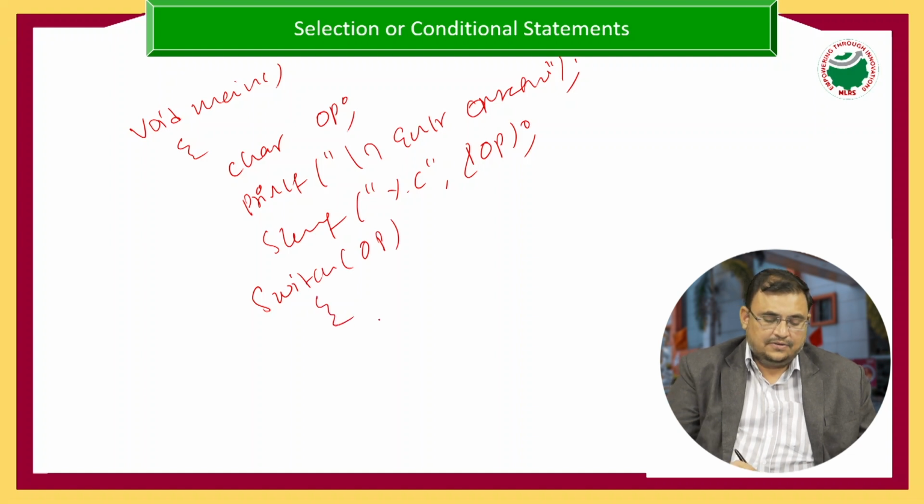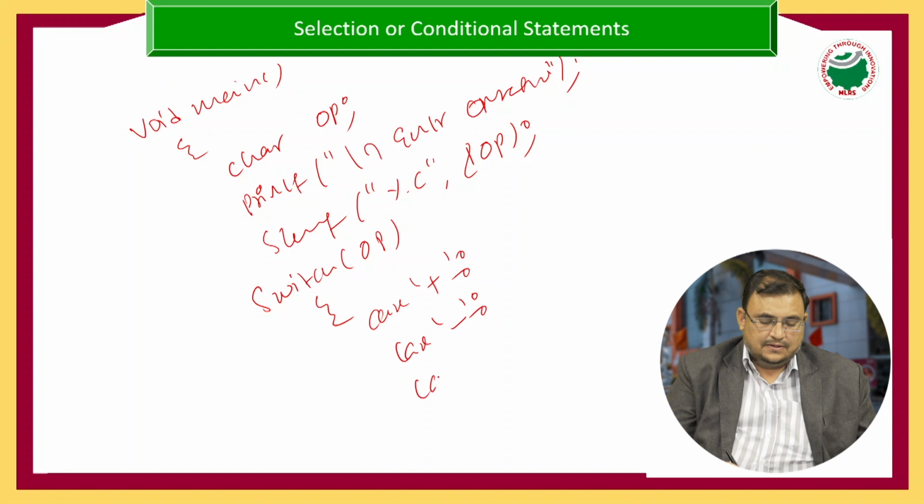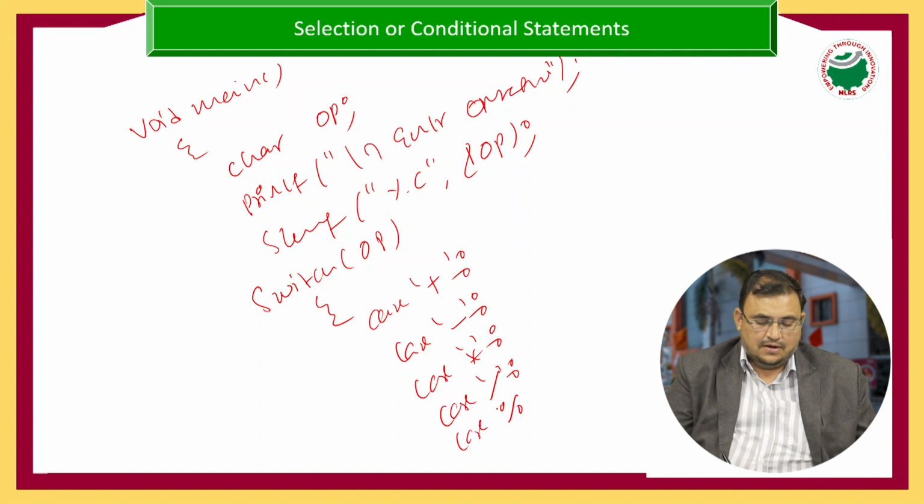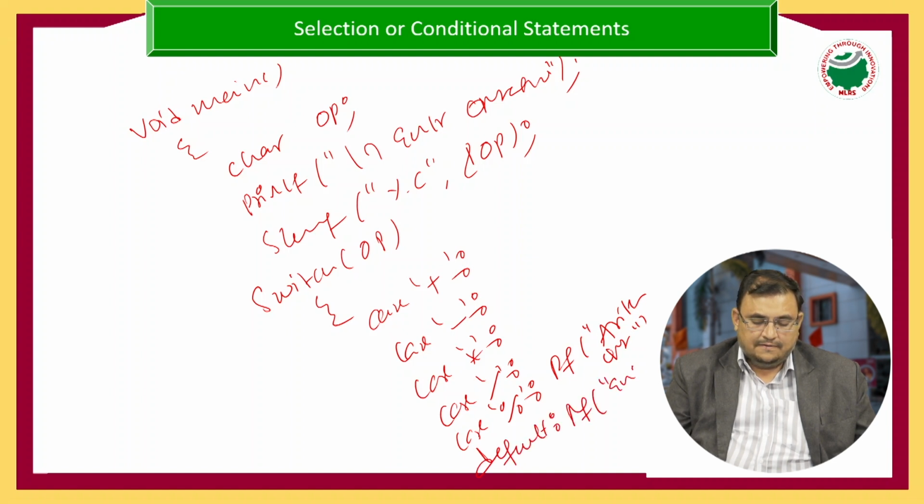Here you can write case plus colon, case minus colon, case asterisk colon, case slash colon, case mod operator colon, and printf arithmetic operators. Then the default case: printf enter valid operator. This is the end of switch and end of main.